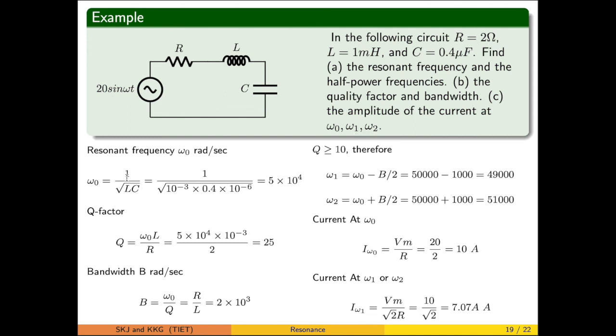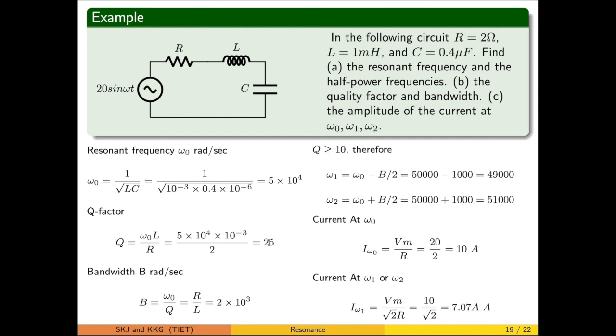The resonant frequency is 1 upon root LC, which is calculated as 5 into 10 to the power 4 radian per second. For the quality factor, we can make use of omega 0 L upon R, or 1 upon omega 0 RC. This gives the same value, 25. The bandwidth is the ratio of resonant frequency to the Q factor, which is calculated as R upon L, so the value is 2 into 10 to the power 3.